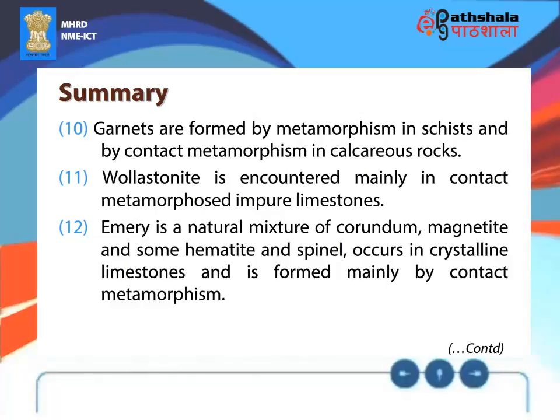Garnets are formed by metamorphism in schists and by contact metamorphism in calcareous rocks. Wollastonite is encountered mainly in contact metamorphosed impure limestones. Emery is a natural mixture of corundum, magnetite and some hematite and spinel, occurs in crystalline limestones and is formed mainly by contact metamorphism.